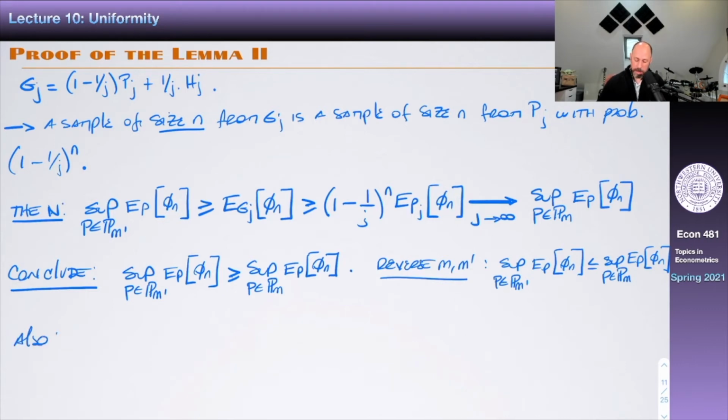Also, replace the test with 1 minus the test, and you have the result for the infimum.